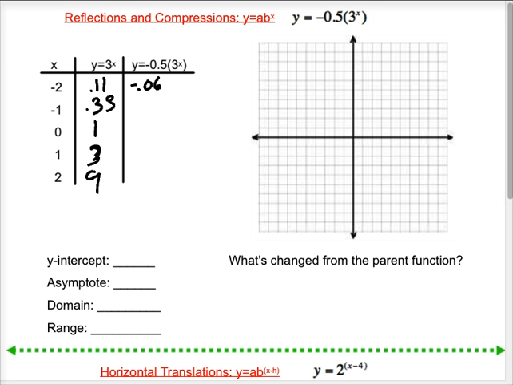All right, 0.33 repeating times negative 0.5. You're talking about negative 0.17. 1 times negative 0.5 is just going to be negative 0.5. 3 times negative 0.5 is going to be negative 1.5. And 9 times negative 0.5 is going to give you negative 4.5. So again, just like before, we're including the stretch in the table.